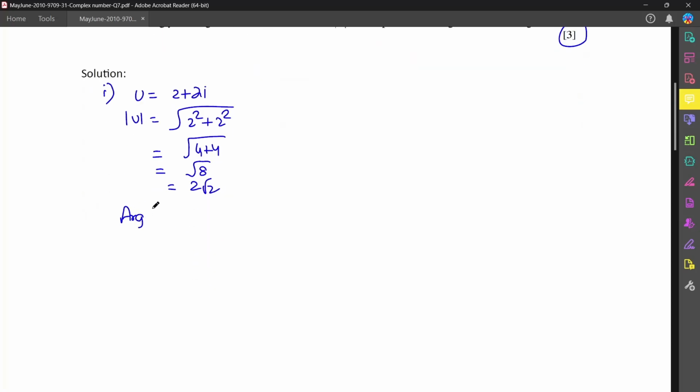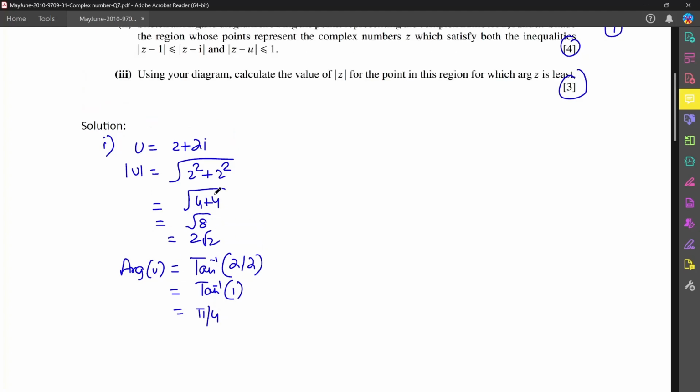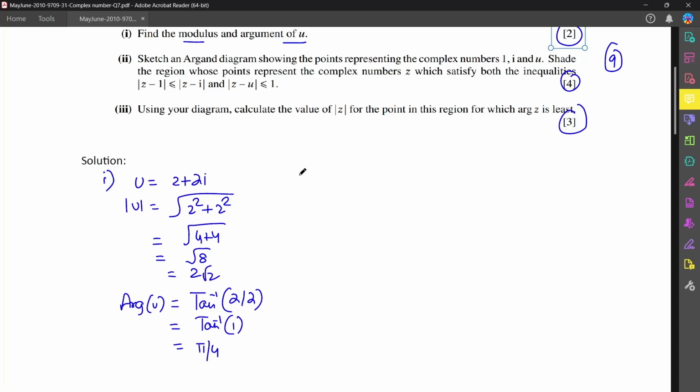The argument of the complex number u is tan inverse of the imaginary over the real. So 2 over 2 gives tan inverse of 1, and this is pi by 4. That's how we find the modulus and argument of the complex number u. Let's move on to the second part.